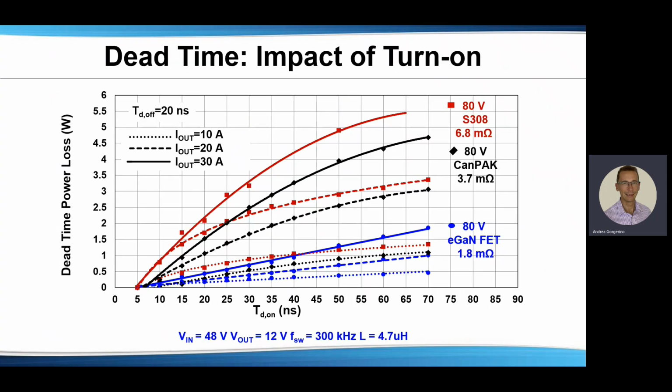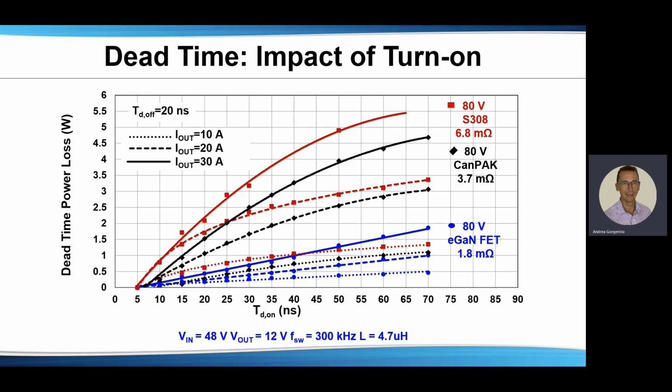So these are the results for the impact on turn on. This shows the turn on dead time results with a fixed turn off dead time of 20 nanoseconds. We used 3 different 80-volt FETs, 2 MOSFETs, black and red, and 1 GaN FET shown in blue. The results here were plotted at 10 amps, 20 amps, and 30 amps. Looking at the small dotted lines, which is the 10 amp load lines, the silicon MOSFET losses are quite low, on the order of 1 watt. Not too far away from the GaN FET results.